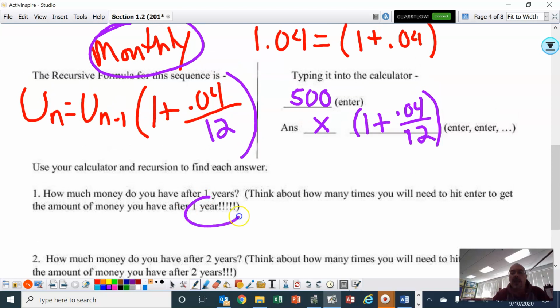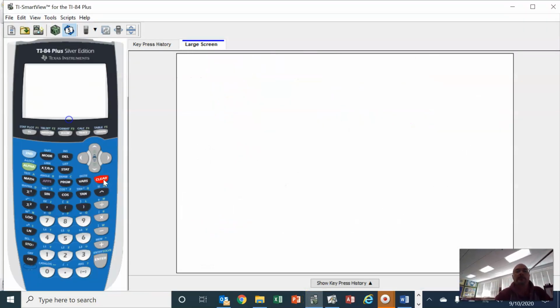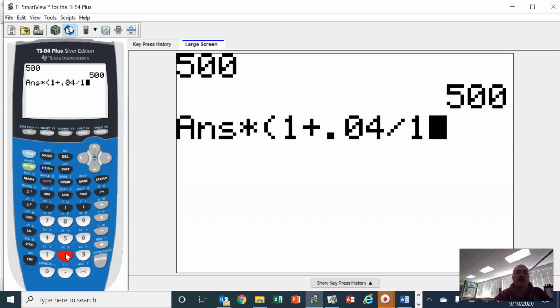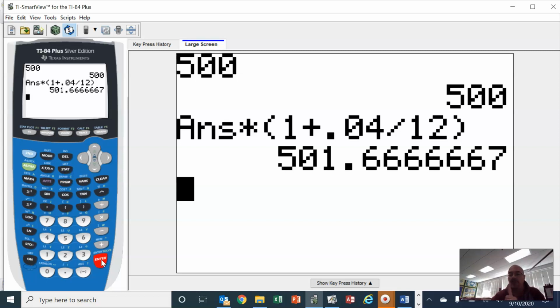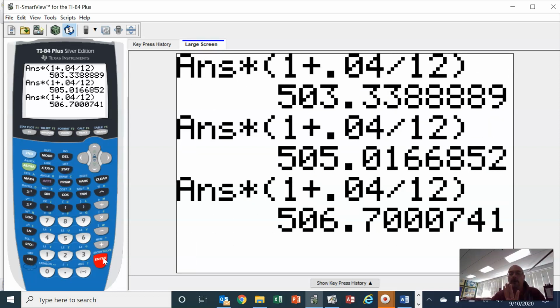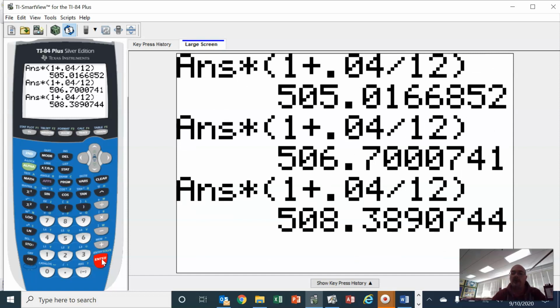All right, so let's find out how much we have after 1 year. All right, here we go. So we go 500. Enter. Times. Parentheses. You got to use parentheses now. You have to use parentheses. 1 plus. Whoops, that's not a plus sign, Mr. Ellering. Plus 0.04 divided by 12. Now close it. Now remember, when we start counting, it's monthly, 1 month at a time. So here's 1 month, 2 months, 3, 4, 5. Okay, let's see what the question is now.